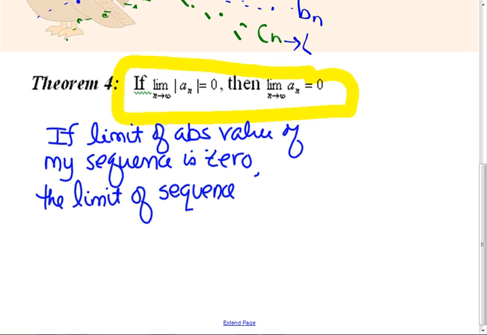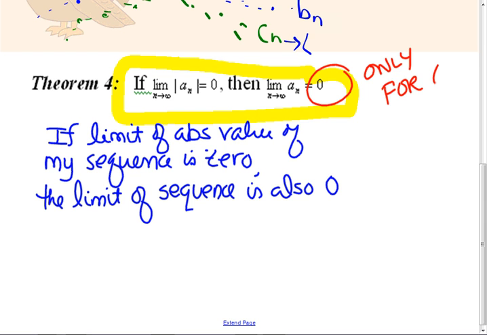Sorry, 0. It doesn't work for other numbers. It only works for 0. So I'm going to put this only for 0. I'll let you think about why that has to be just 0. Because if the limit of the absolute value is a number, I don't really know much about the original one.